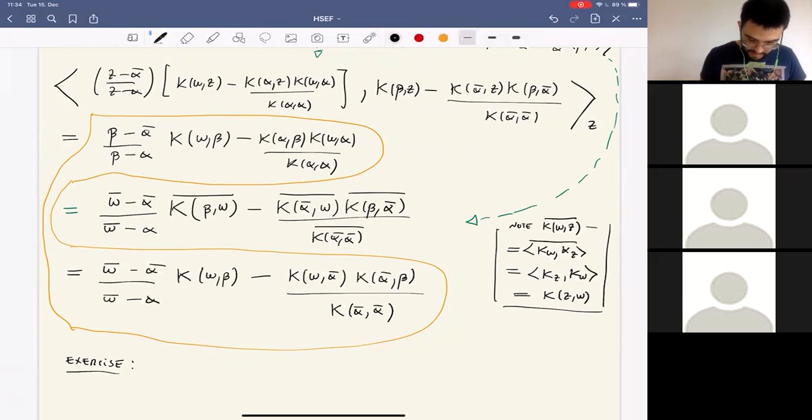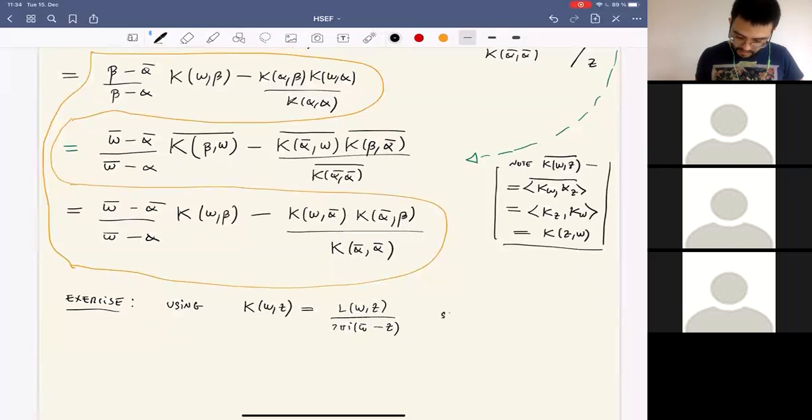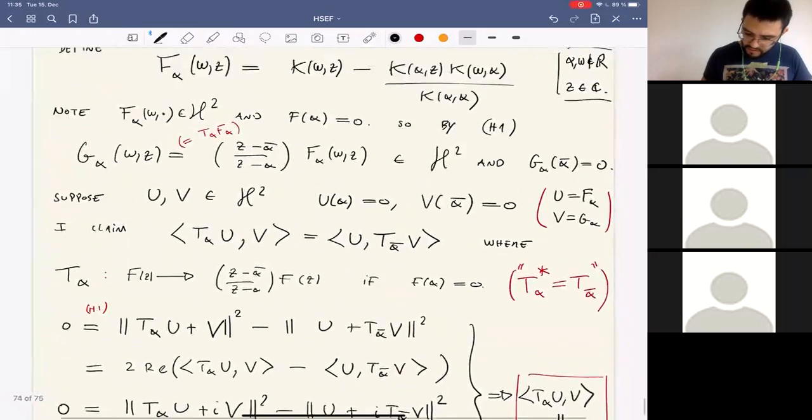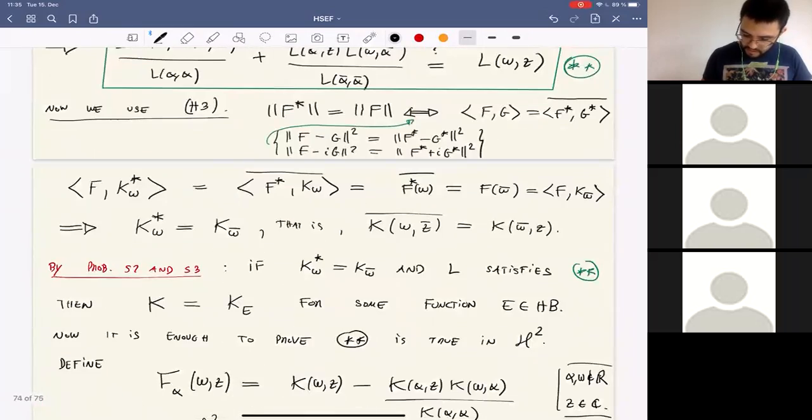Then using that, K(W,Z) equals, by definition, L(W,Z) divided by 2 pi i (W bar minus Z), okay? So this is exactly the identity, which I called identity double star, I guess. Let's see. Double star.